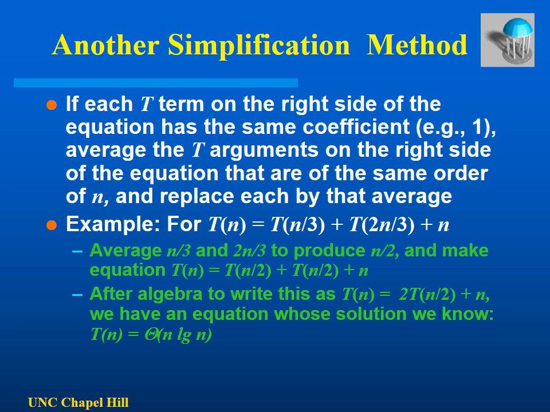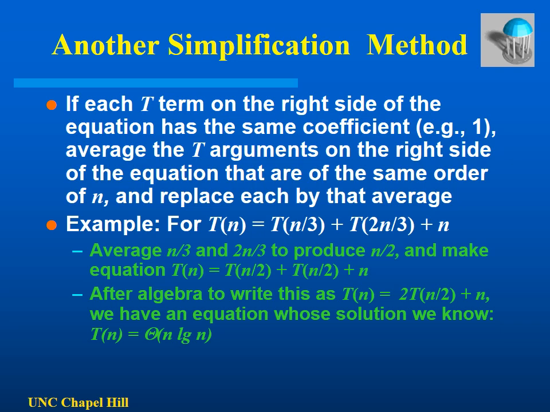So let's take that same recurrence relation that we solved a moment ago using the recursion tree. T(n) = T(n/3) + T(2n/3) + n. The trick is to look at the two arguments, n/3 and 2n/3, and replace each of them by their average. So the average of n/3 and 2n/3 is n/2. And so if we replace them, we get T(n/2) + T(n/2) + n.